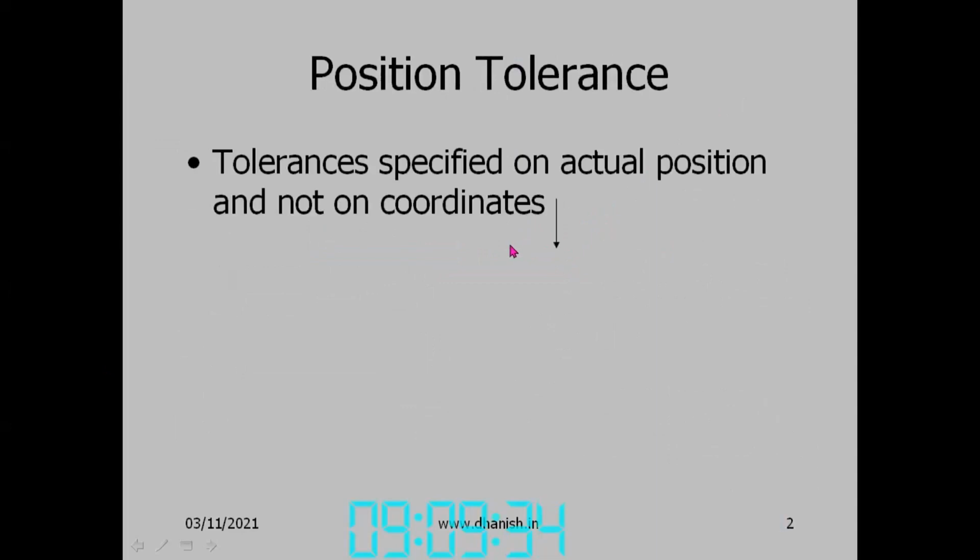So in GD&T, tolerances are specified on actual position and not on coordinates. So this is different from conventional tolerancing. For example, in a conventional drawing, we'll write 50 plus minus 0.1, 50 plus minus 0.1 to locate the center of the hole. So what is the true position? That is 50. So 50 from bottom, 50 from left.